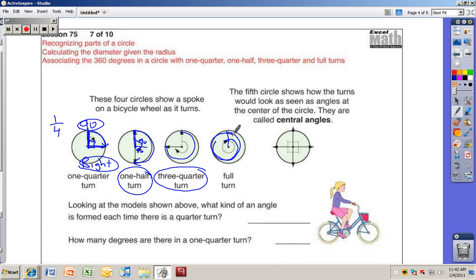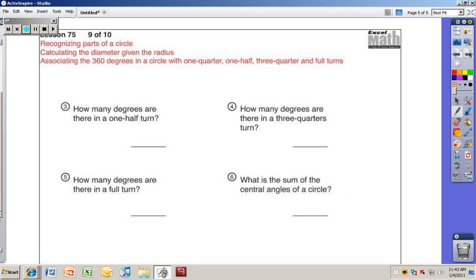Okay, looking at the model shown above, what kind of angle is formed when there's a 1/4 turn? We just told you the answer to that. What is it? Right angle. Good. And how many degrees are there in a 1/4 turn, everybody? 90 degrees. All right, let's move on to our last page. Go ahead and solve all these, 3 through 6. Pause the video when you're ready to see the answers.